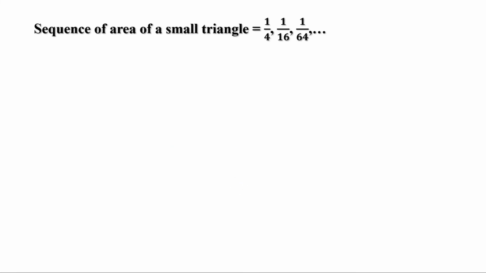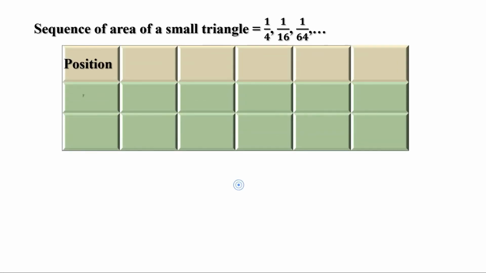Now let us take the sequence of the area of a small triangle, that is 1/4, 1/16, 1/64, etc. Again look at the position and term. First term is 1/4, second term is 1/16, third term is 1/64. Now look at the denominators 4, 16, 64, etc. 4, 16 is 4 square, 64 is 4 cube. Now the square and cube of 1 is always 1.